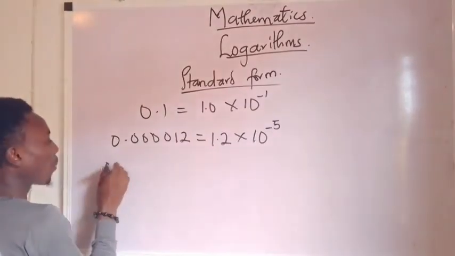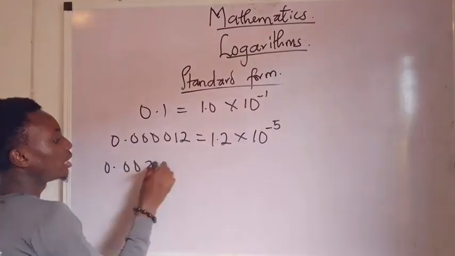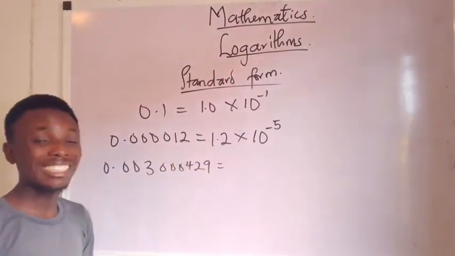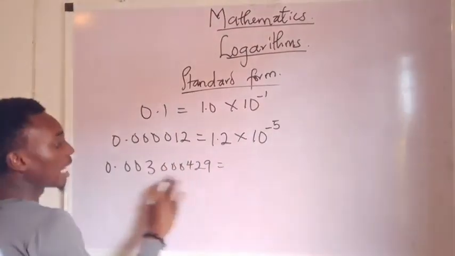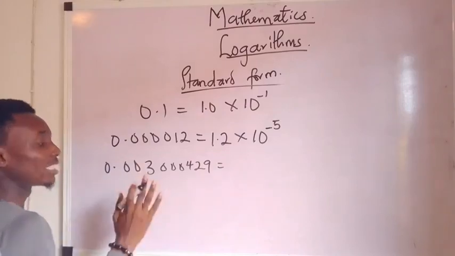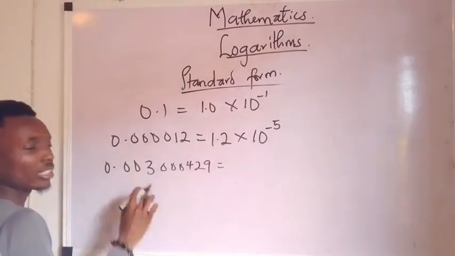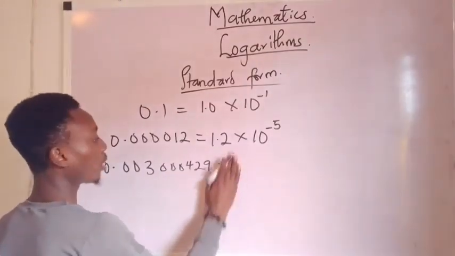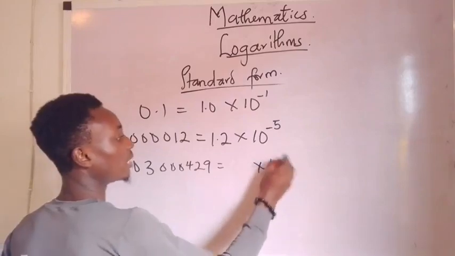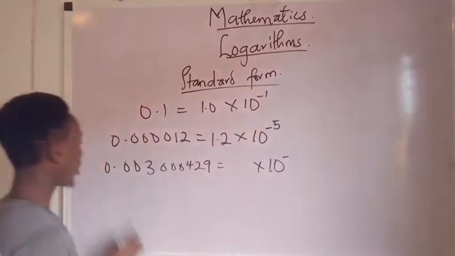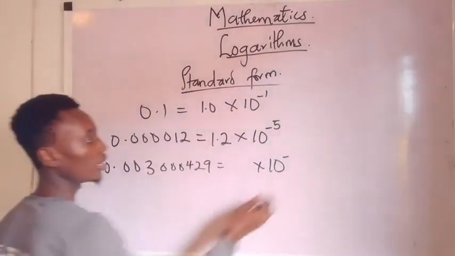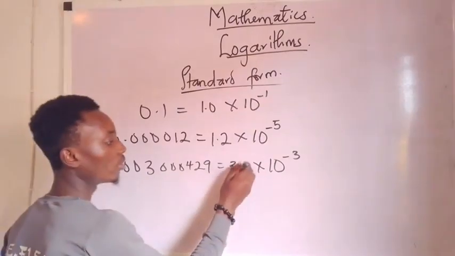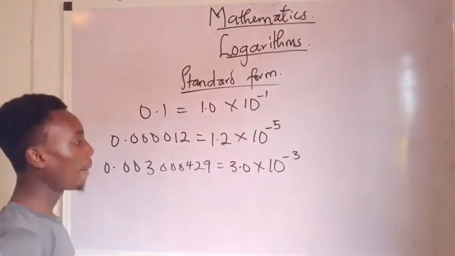So if you have 0.0030000429, how do you represent this? It's still quite simple. The 0 after doesn't really matter. What is important is the 0 before the first significant figure. Do take notes. And so we have times 10 raised to power minus what now? 1 2 3, minus 3, right? What do we write here? 3.0 times 10 raised to power minus 3.